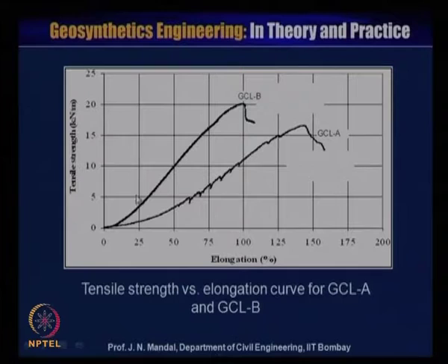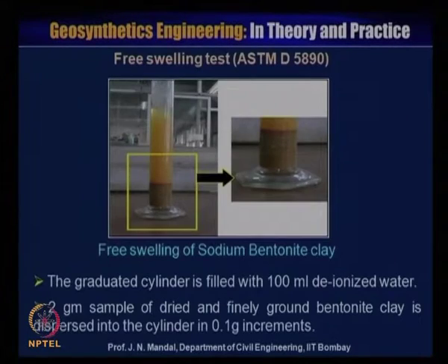You can see it is increasing, then it reaches the top, and then it is decreasing. You can see elongation. Elongation is more than 100%, nearly 130-140%, and the tensile strength is very, very less. So elongation is more. So this is like a geomembrane material.